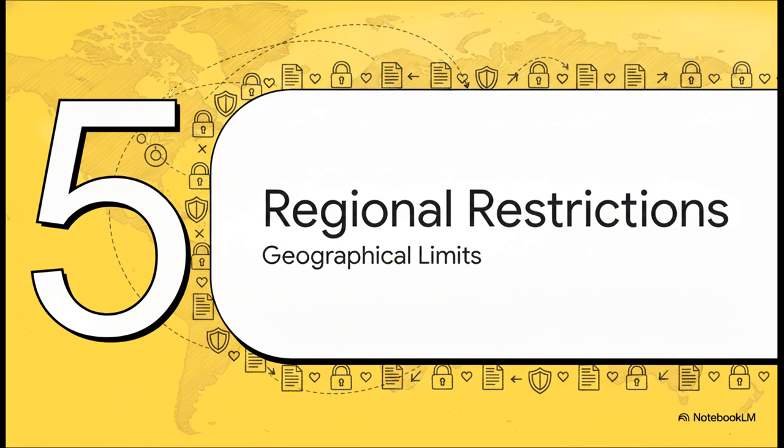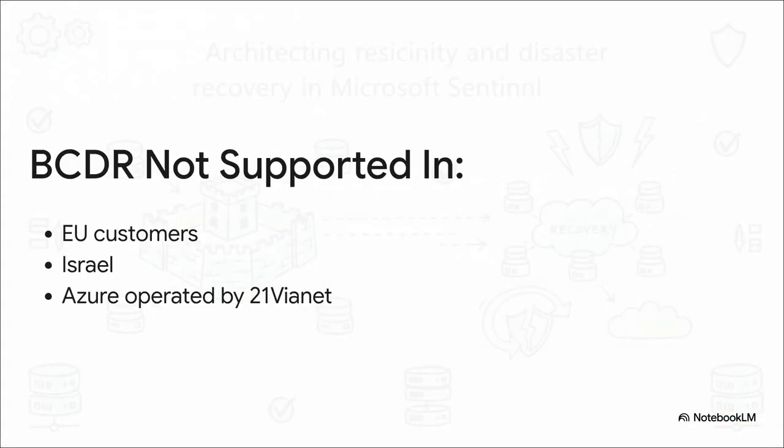Section 5. Regional rules and restrictions, geographical limits. Let's see how this all builds into the real world. We need to look at the practical limitations of where you can actually deploy this architecture globally, because there are a few specific regional rules you absolutely need to know about. The customer-enabled BCDR approach we've been walking through today is widely supported, but there are some major exceptions.